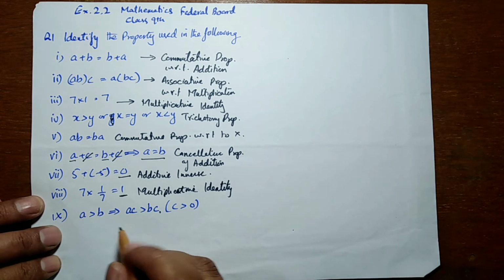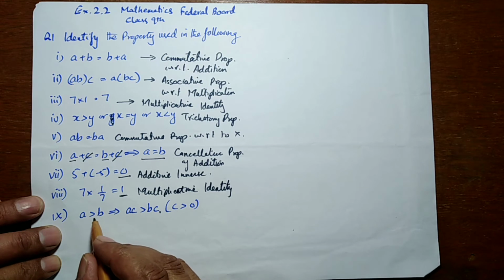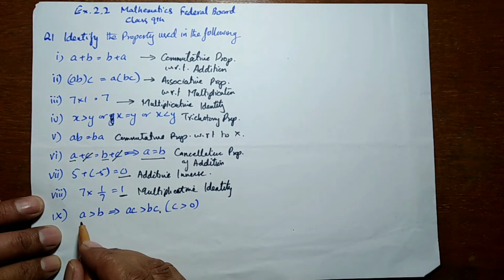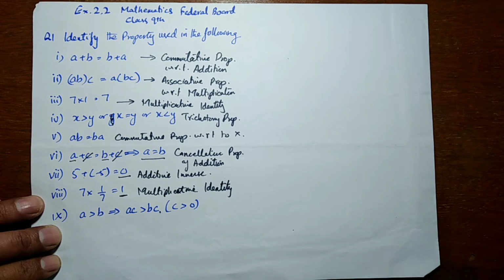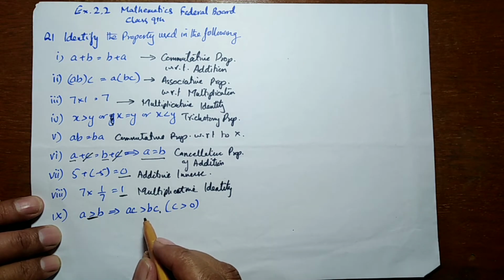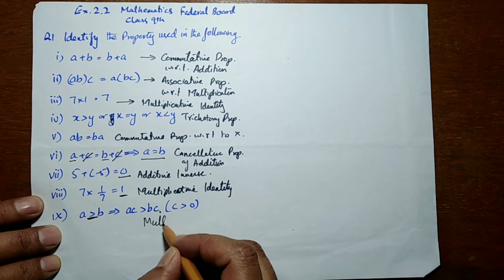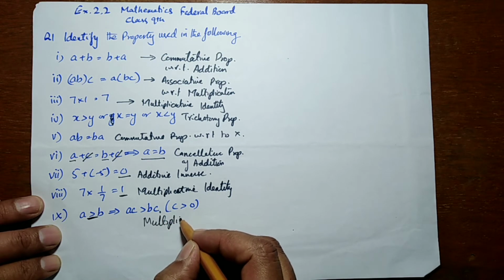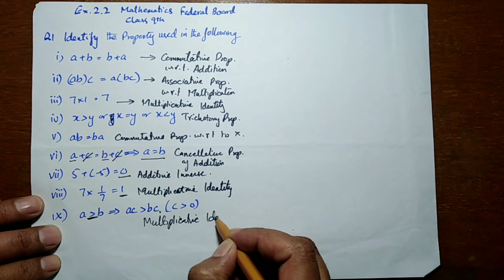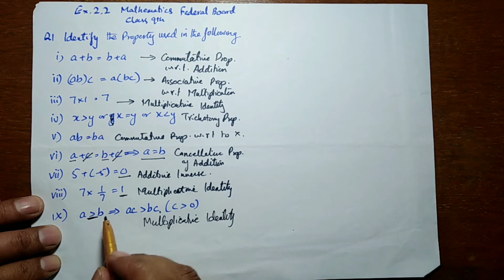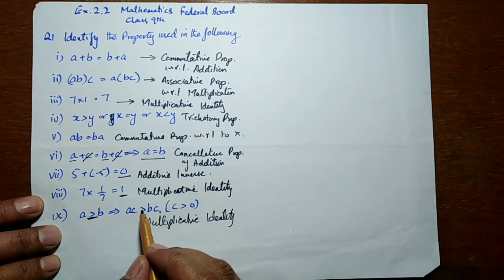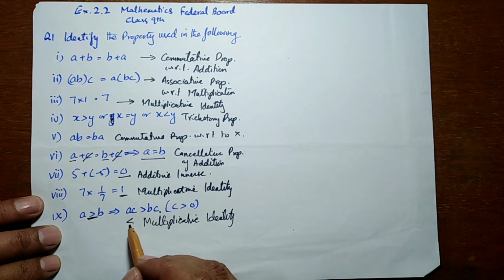Okay, so here a is greater than b. So when you multiply a same number on both sides, this sign will remain same. This greater than sign will remain same. So such a property is known as multiplicative property. So one thing, remember that when you multiply a negative number on both sides, then this symbol will change from greater than to less than.